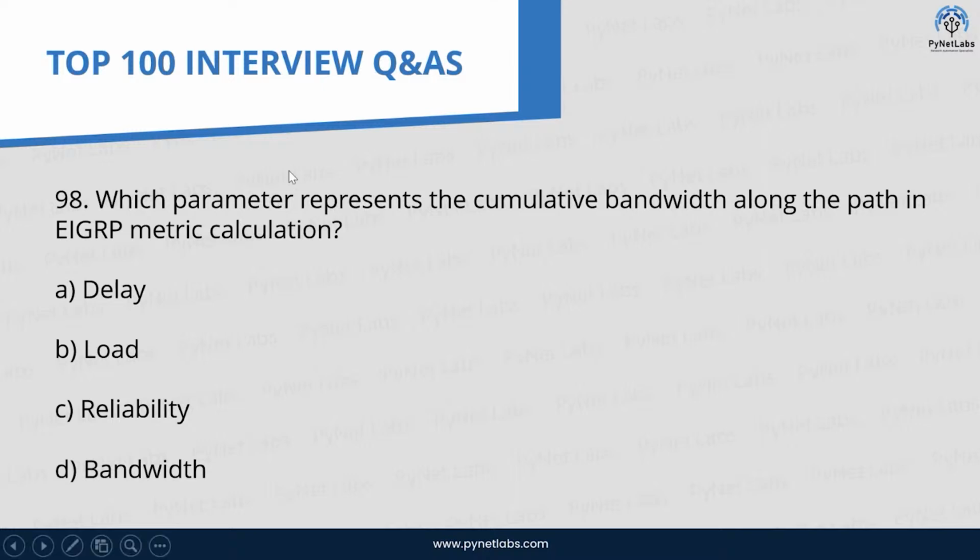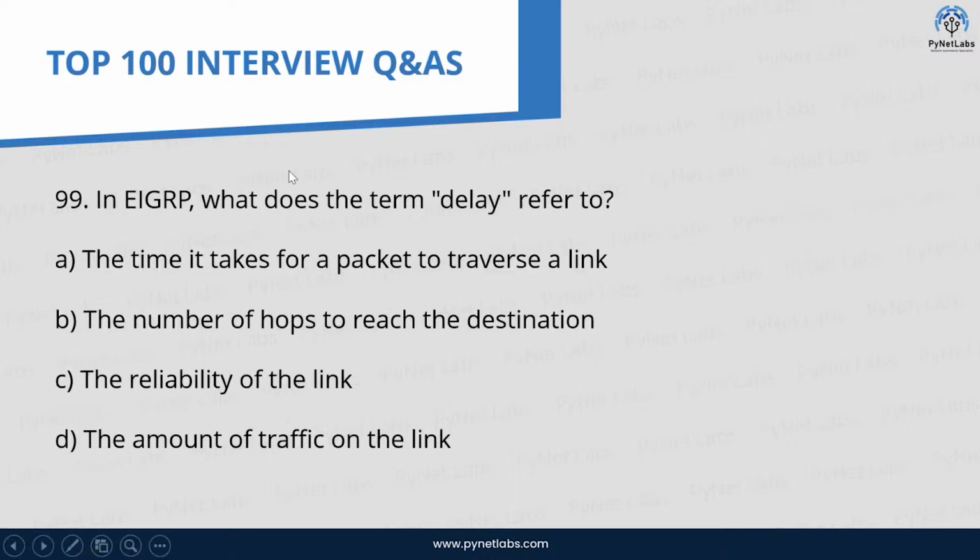Now, the second last question, question number 99. In EIGRP, what does the term delay refer to? So in EIGRP, the term delay refers to the time it takes for a packet to traverse a link. Means it's going to represent the propagation delay along the path towards the destination network. So delay is one of the metrics. It's used by EIGRP to calculate the best path towards a destination.